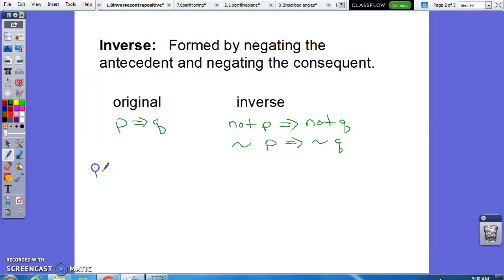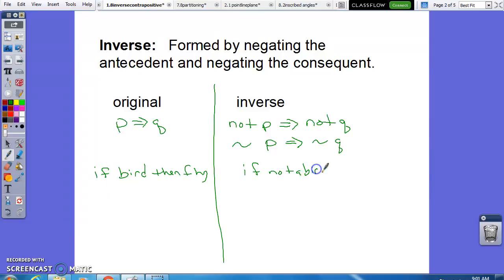So let's look at the statement that we looked at. I'm going to abbreviate it. If an animal is a bird, then it can fly. So its inverse would be, if an animal is not a bird, then it cannot fly.